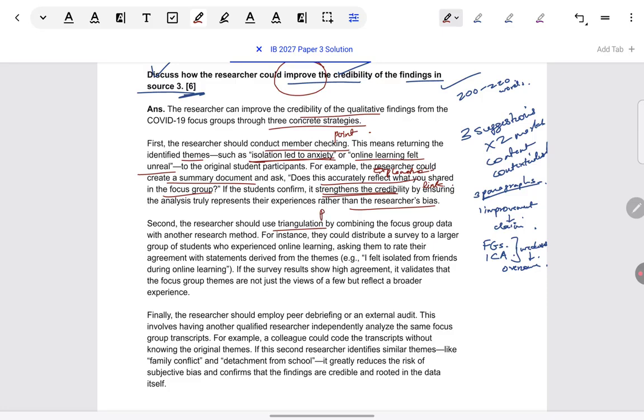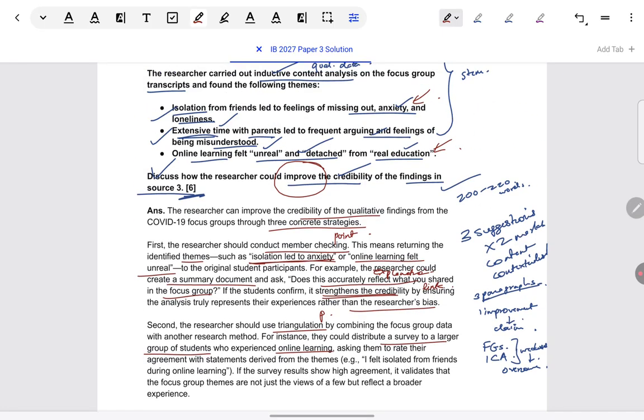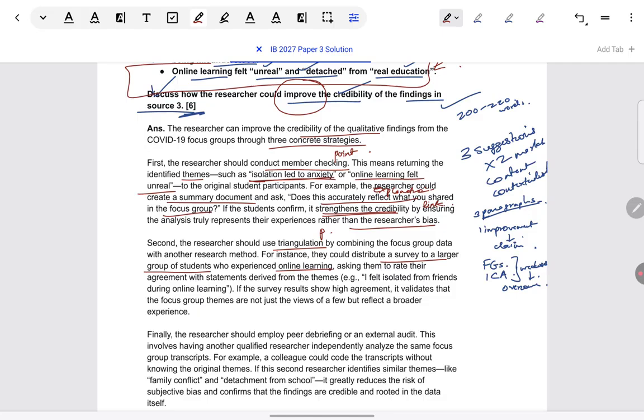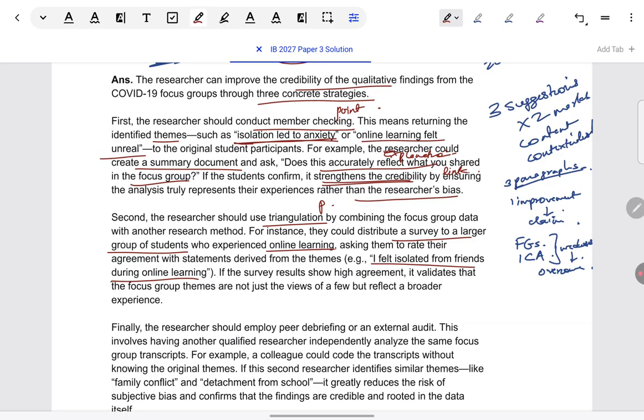One more suggestion is triangulation. Again, you've learned that in focus groups, researchers can be biased in their data collection. So maybe they could use one more method. Along with the focus group, they could also use a survey for students who have undergone, for example, online learning. Taking one relevant point from here, they could be asked whether they feel isolated from friends when they're engaging in online learning, like they don't have classmates at that time. So these types of questions can be asked. This is the example we are giving.